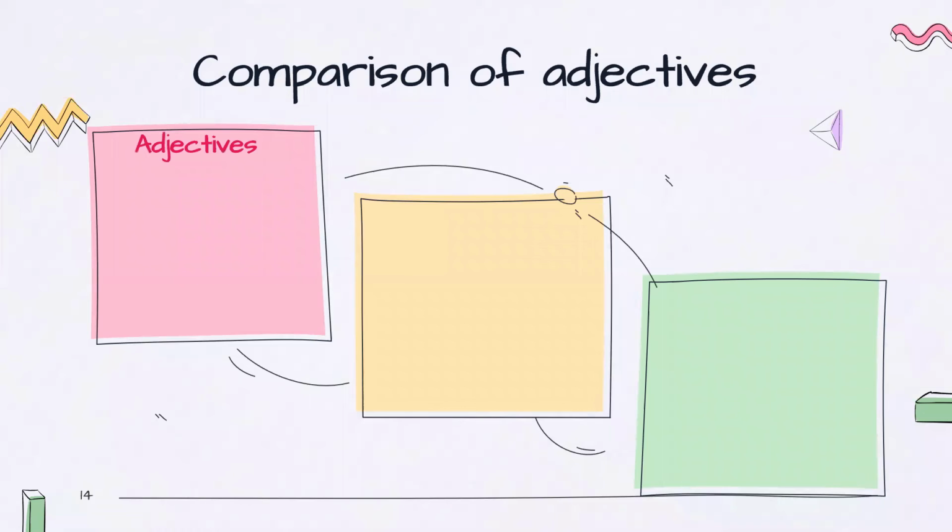Here we have a comparison of adjectives. We are going to see some positive adjectives, then the comparative form and the superlative form. Let's look at the first one. Small, slow, fast, old, short, expensive, beautiful, and comfortable.